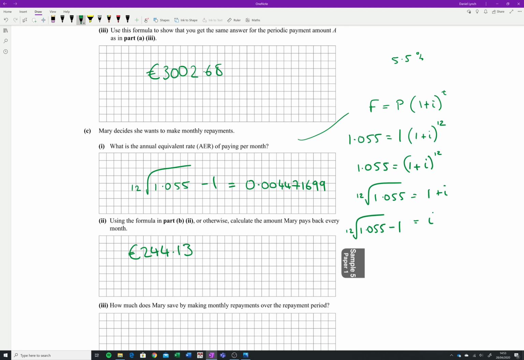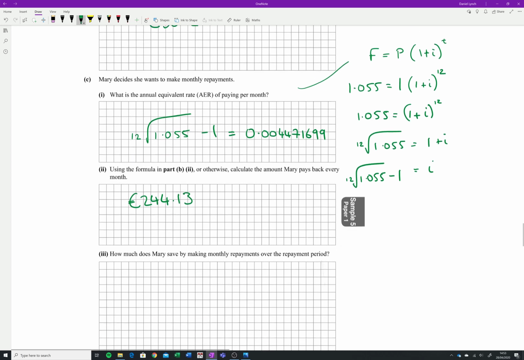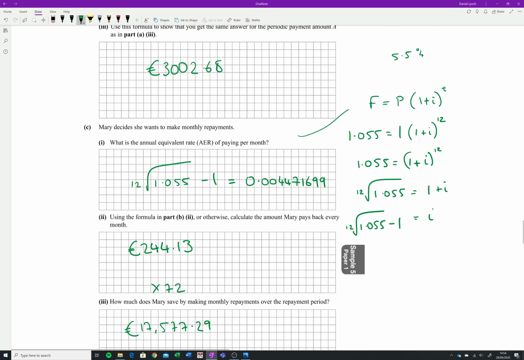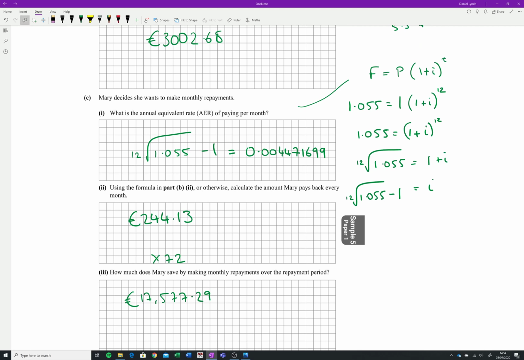So it is better to pay back monthly because not as much of the balance is growing as you go along. So if we take that amount there and multiply it by 72, you'll see that actually it's not a gigantic saving, but every little helps. 17,577.29 is what you get, when you multiply that monthly amount by 72. And we'll take our 3,002.68 and multiply it also by 72.